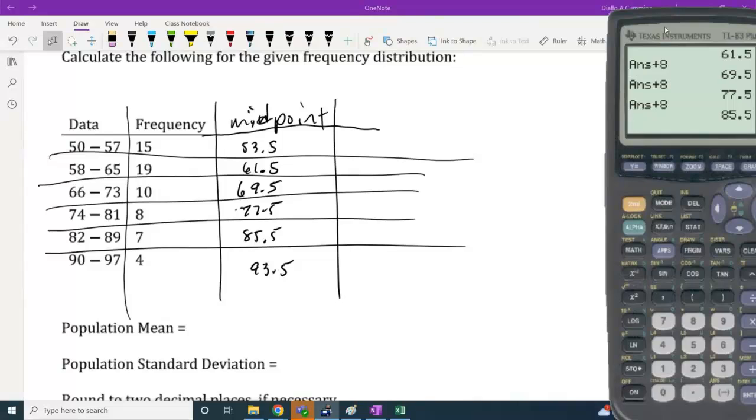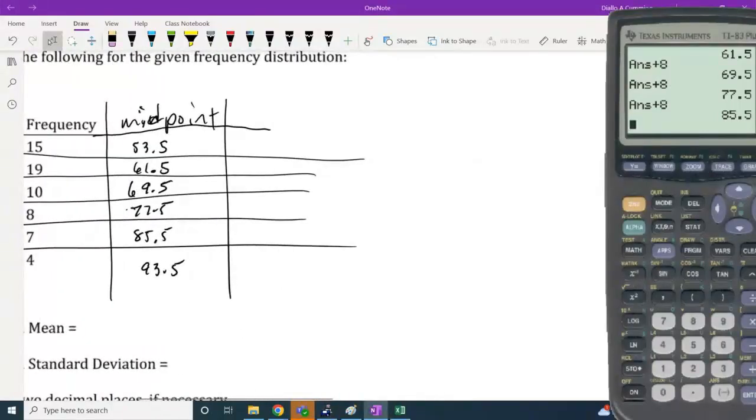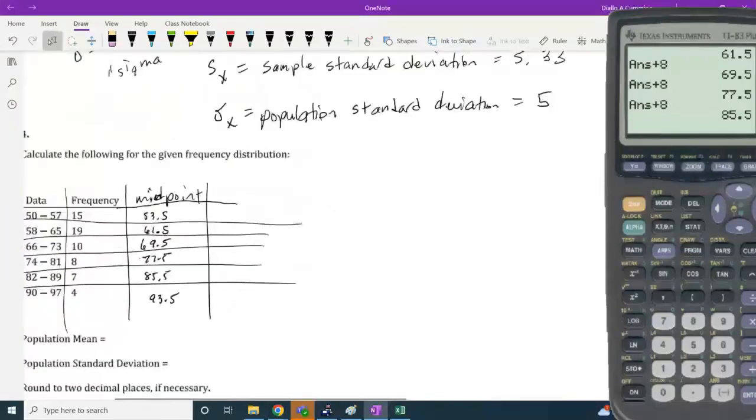And you can use, like, the 73 minus 65 and still come up with 8 for the width. Right, you can use those consecutive lower limits or consecutive upper limits. That's correct. So any questions about the midpoint? The reason why we calculate the midpoint is that we need the midpoint in order to find the mean and the standard deviation. So that's the first thing we did, was find the midpoint.